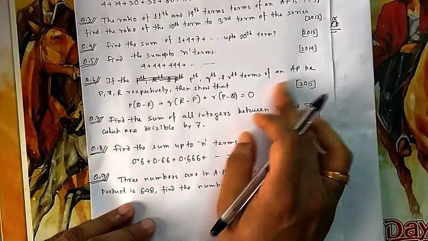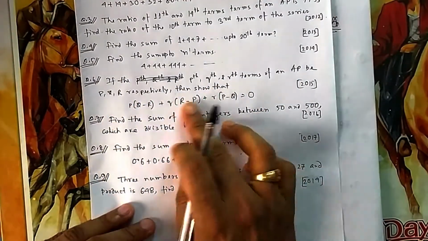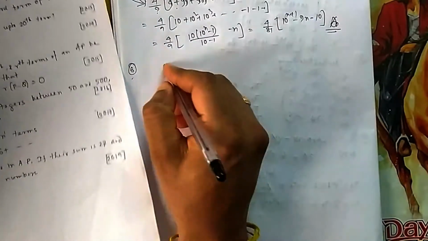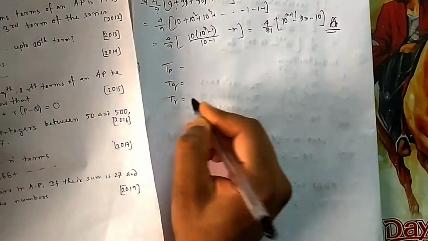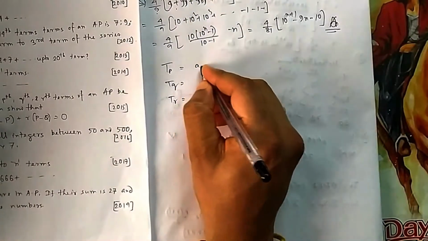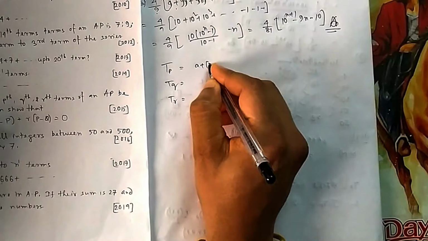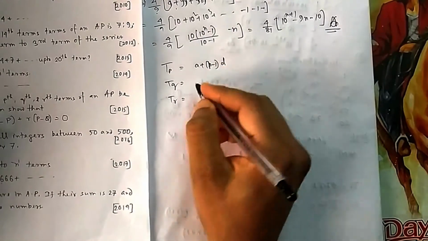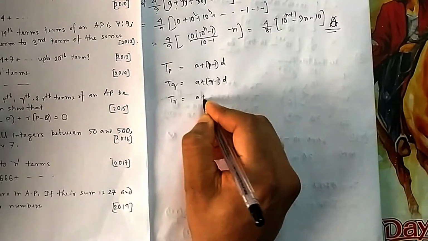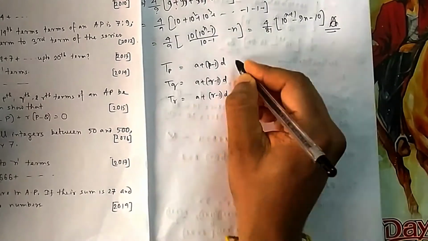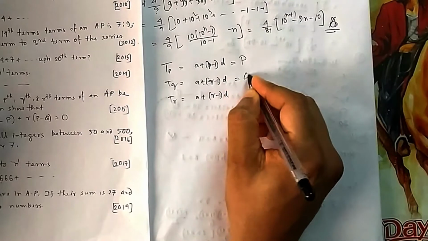Now if you come to question number 6, if pth, qth and rth term of an AP is capital P, Q, R, then show that this. So they have given T small p, T small q, T small r. So what is T small p? A plus p minus 1 into D. What is Tq? A plus q minus 1 into D. What is Tr? A plus r minus 1 into D. This value they have given capital P, this they have given capital Q, this they have given capital R.